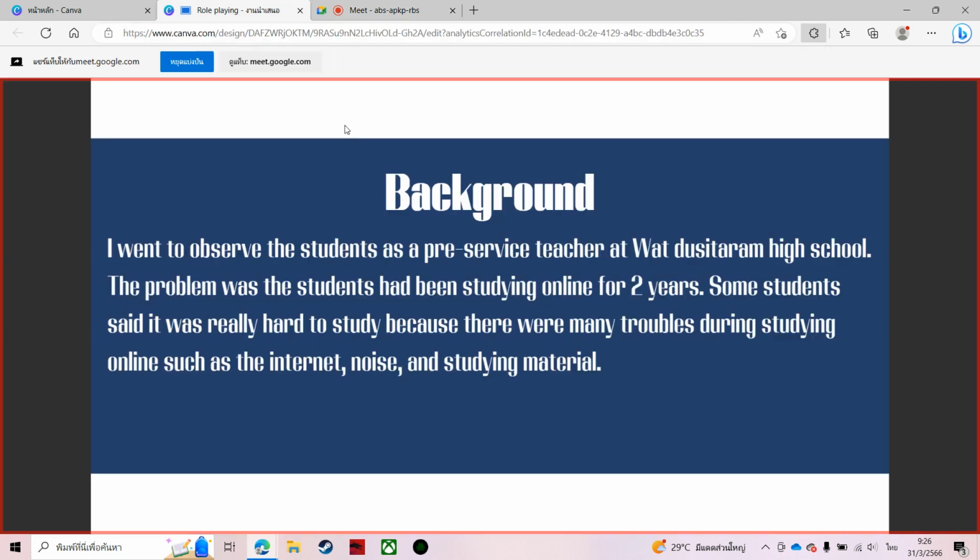Okay, let's move on. I am going to talk about the background first. So I went to observe the students who are pre-service teachers at Wat Dusitaram High School. The problem was the students had been studying online for 2 years. Some students say it was really easy. It was really hard to study because there were many troubles during studying online, such as internet noise and studying materials. And last time I asked them about basic English, and they couldn't even answer that.